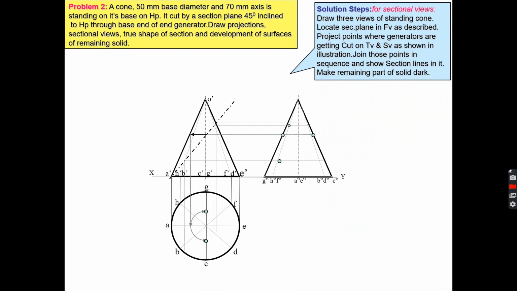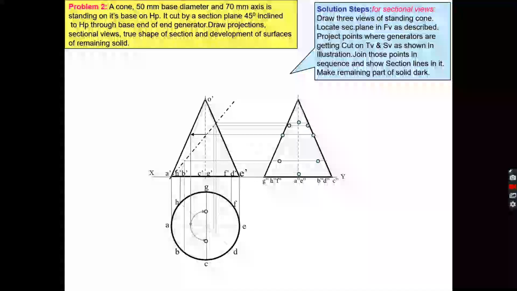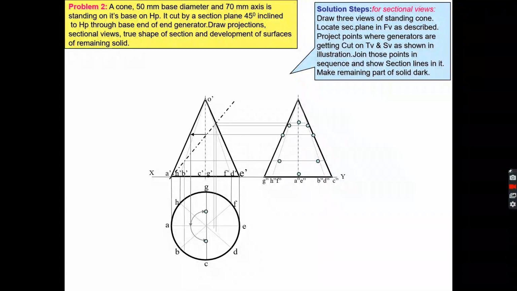Then after getting all the points, you have to join all the points with the help of a French curve. In the earlier problems, there were points and you were joining them with straight lines. But here, this is a curve, and for joining the curve, you have to use the French curve. So in the top view also, you get all the points and you join them with the help of a French curve like this.